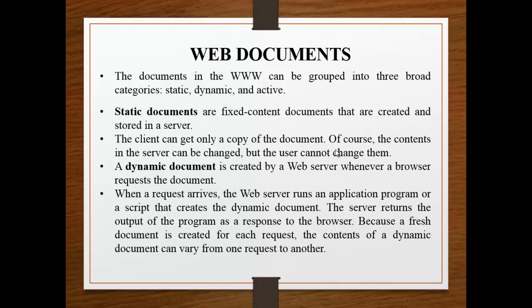Web documents are classified into three categories: static documents, dynamic documents, and active documents. Static documents are fixed content documents that are created and stored in the server. The client cannot modify them, he can only get a copy of the document. But it can be modified at the server level.